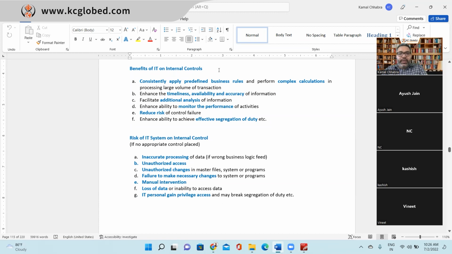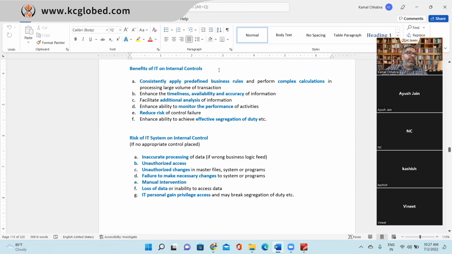First is consistently apply predefined business rule and perform complex calculation in processing large volume of transaction. For example, in India, if you see telecom company like Airtel, Vodafone, and in US, AT&T, right? How many users we have? In India, almost 65 crore, that means 650 million users of the telephone services, right? How their accounting will be managed if you have to manage that manually? Can anyone imagine? It's hard to imagine, right?